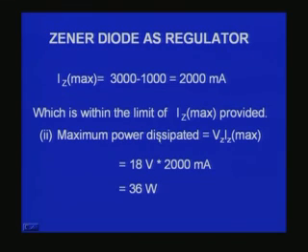Now what is the maximum dissipated power across the Zener diode? That is given by voltage times current, Vz into IZ max, and 18 volts is the Vz value, 2000 milliamps, 2 amps is the maximum current through the Zener, so that corresponds to 36 watts. So you have to use a 36 watt Zener diode, and then this type of design can be achieved.